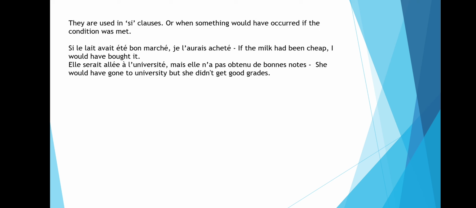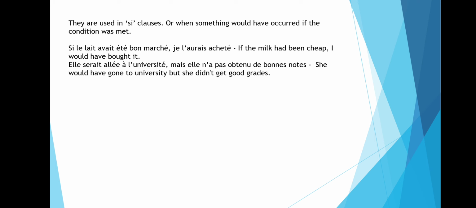And they are used in si clauses, or when something would have occurred if the condition was met. For example, si le lait avait été bon marché, je l'aurais acheté. If the milk had been cheap, I would have bought it. Elle serait allée à l'université, mais elle n'a pas obtenu de bonnes notes. She would have gone to university, but she didn't get good grades.